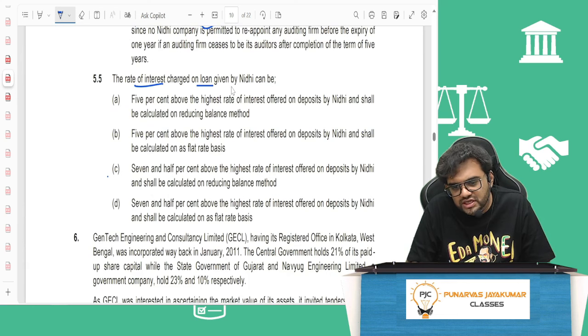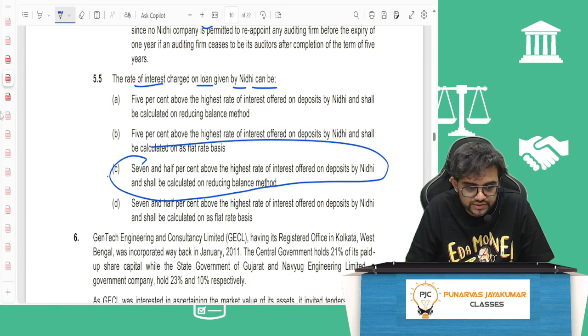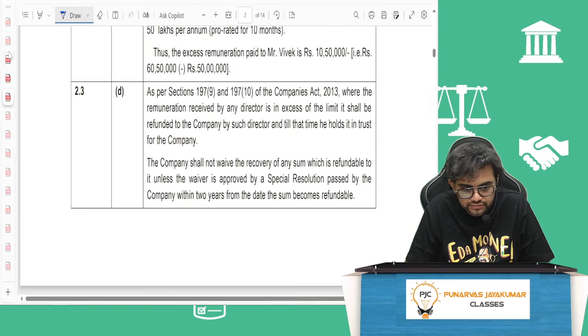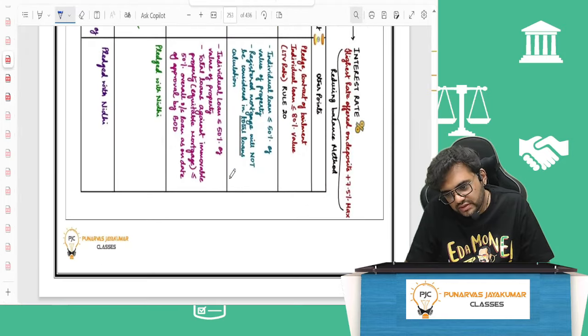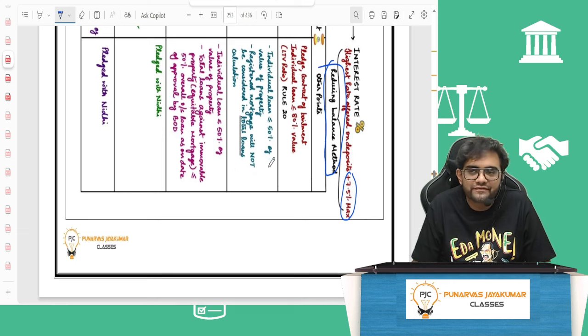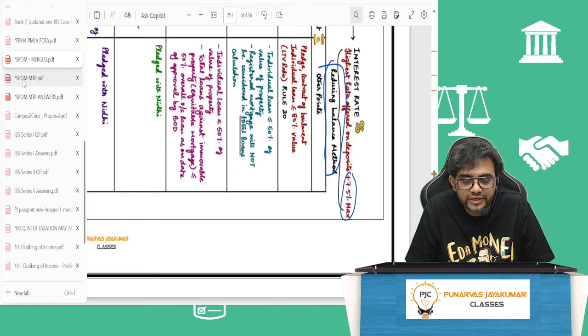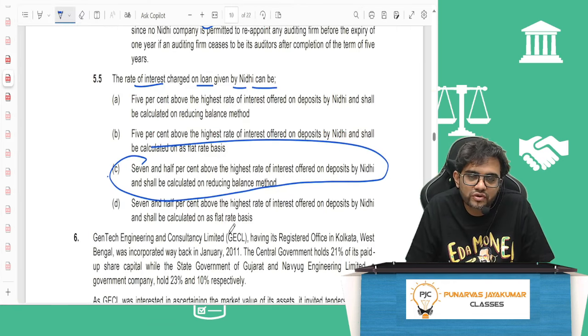Rate of interest charged on loan given by Nidhi, guys, rate of interest is always 7.5% as per the reducing balance method. See, 7.5% as per reducing balance method. Everything is given in my material, nothing to worry. Just study my material, follow my classes, good to go for SPOM and IBS.